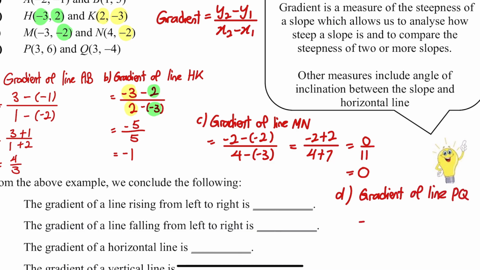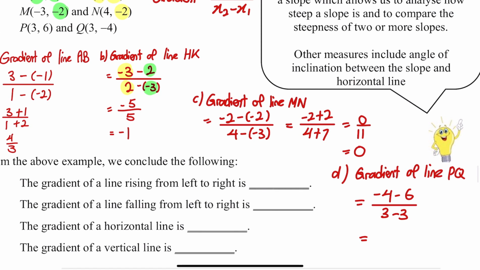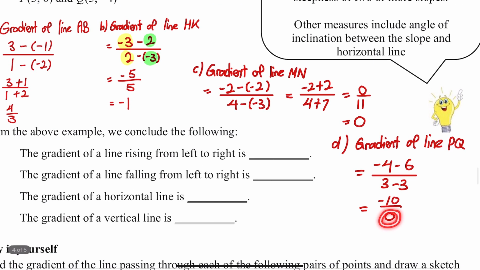Okay, this is negative 4 minus negative 6 over 3 minus 3, and I'll get negative 10 divided by 0. So for this part here, take note, since the denominator is 0, this means that the gradient is undefined. We cannot divide anything by 0.